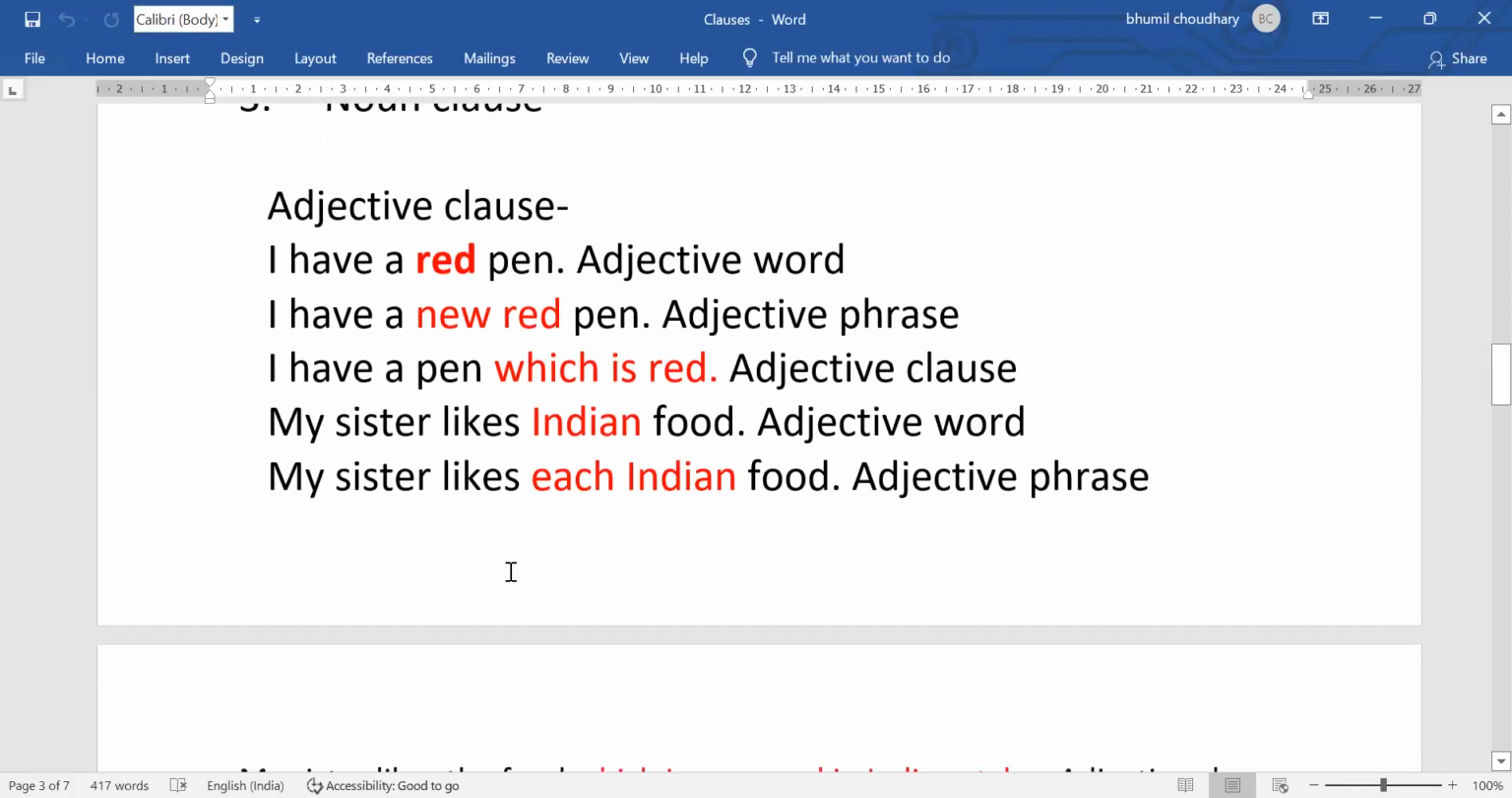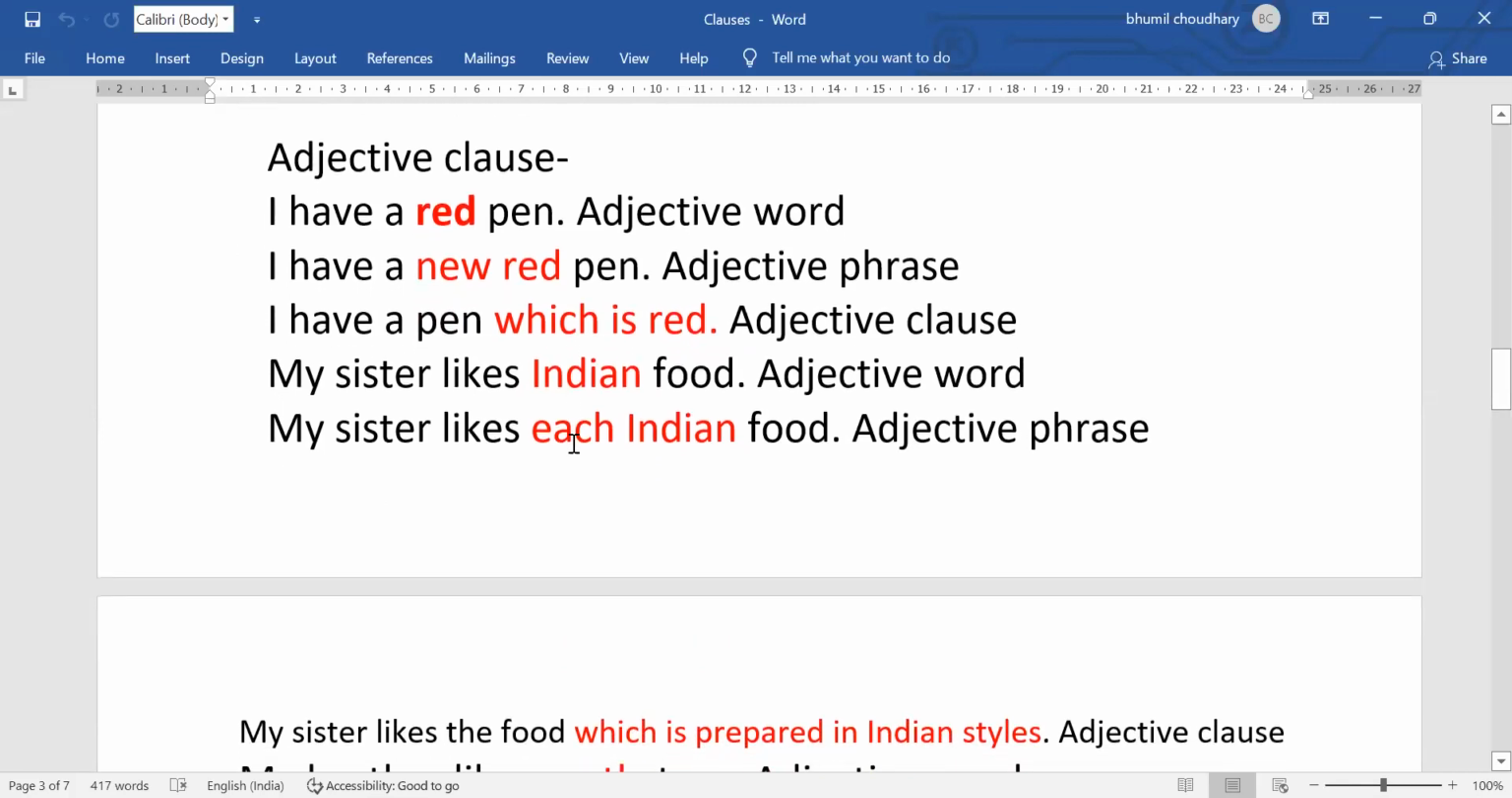See the fourth example. I've written here, my sister likes Indian food. So Indian is here an adjective. Why? Because it is describing the type of food. It is describing the quality of food, the type of food, right? So that's why this word is an adjective word.